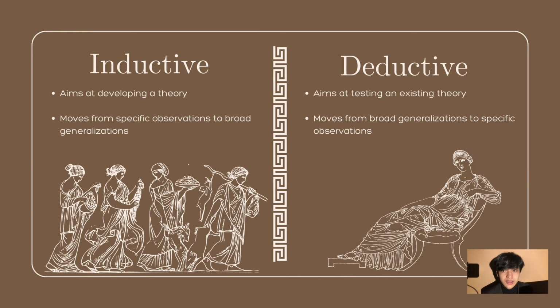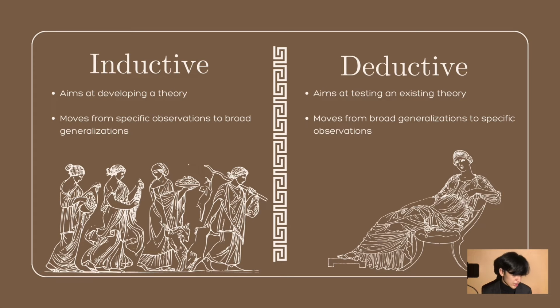Inductive methodology aims at developing a new theory, which means that we want to make a new theory that has never existed, that has never been discovered or developed by anyone else, by any scientists or researchers. On the other hand, deductive methodology aims at testing an existing theory, which means that we want to test a theory that already exists. If we are curious about the accuracy of that theory, we might test it out to satisfy our curiosity.